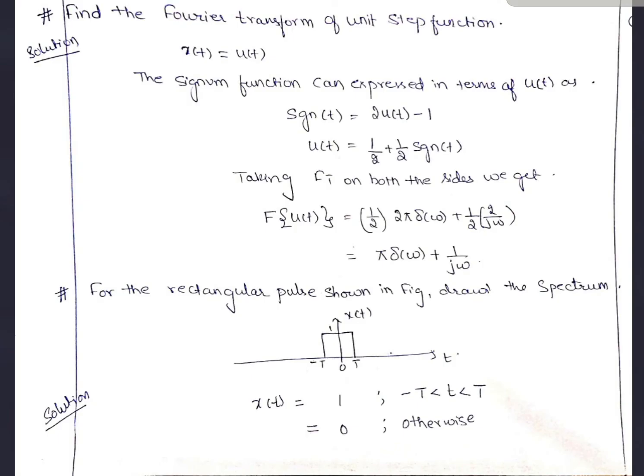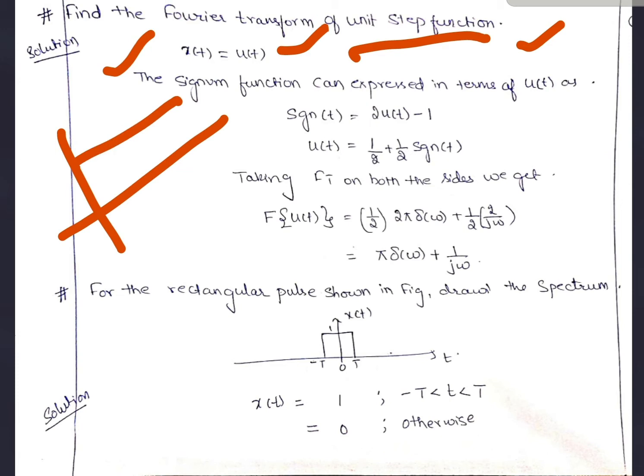Find the Fourier transform of a unit step function. We have seen the unit impulse. Now this is the unit step signal, which is given as x of t equal to u of t. The signum function, we can express as 2 times u of t minus 1. You can just substitute and you will get this signal.